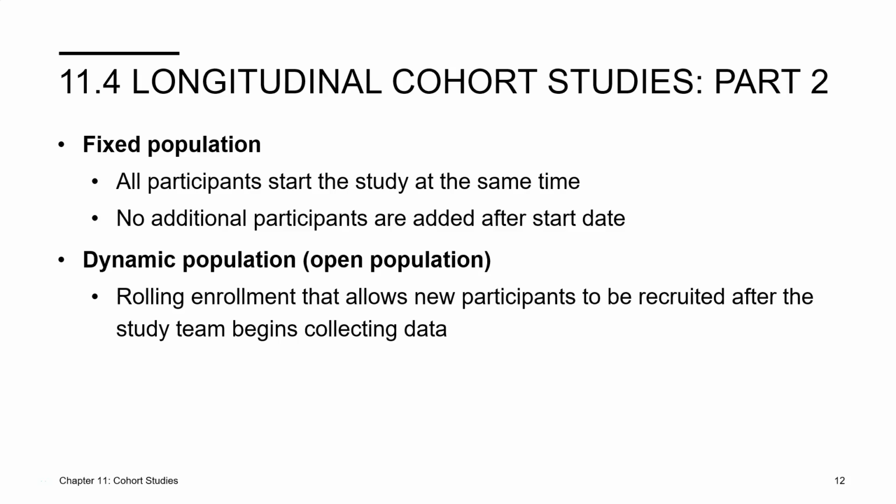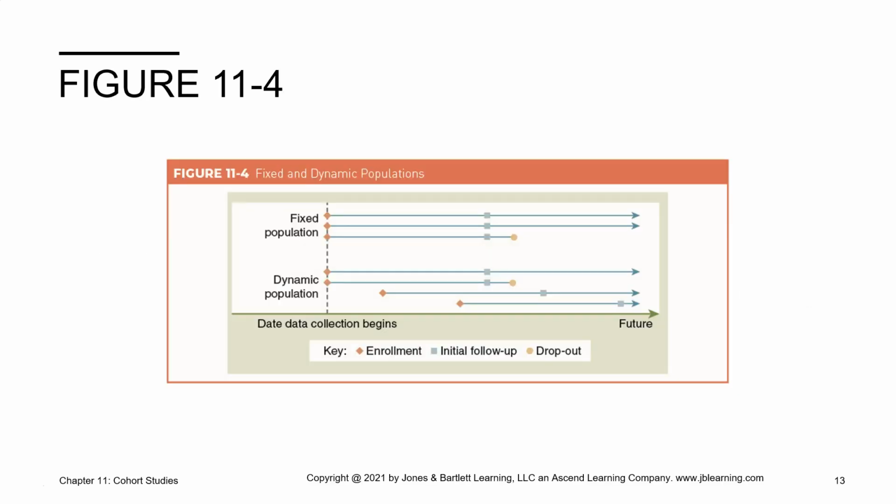An example of this I can think of is the Health and Retirement Study. They have an open population, a dynamic population, where they do continue to recruit the sample, particularly because it is a retirement study and the population gets older, and so the sample size gets smaller due to loss to follow-up. People just decide not to participate for whatever reason. And people also die, and so you need to continue to have people within that sample in order to have precise results. And so figure 11.4 goes over fixed and dynamic populations.